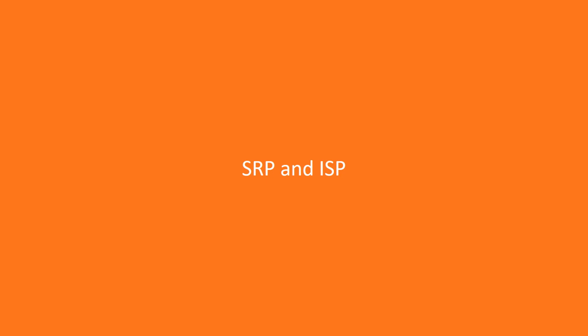This lecture is titled SRP and ISP. Very often, developers get confused by the difference between SRP and ISP. For example, developers say that if they apply the SRP, then there is no need to apply ISP ever since all the classes have a single responsibility. They think that ISP is applied to fix the SRP violation. However, this opinion is far from being the truth.